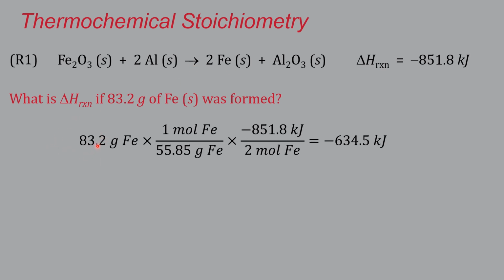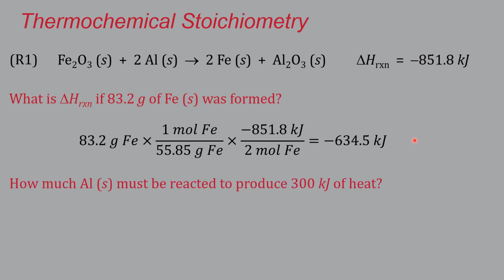So you've got 83.2 grams of iron. You know that each mole of iron clocks in at 55.85 grams. And you know from the equation that for every 2 moles of iron that you make, you will also release 851.8 kilojoules. So grams of iron cancel, moles of iron cancel. You're left with kilojoules, which is an amount of heat. That's good. And the numbers clock in at 634.5 kilojoules. All right.